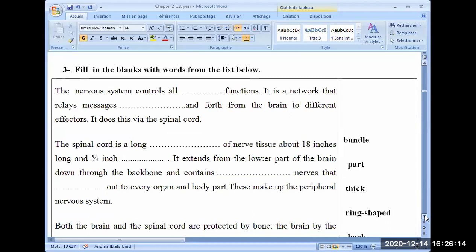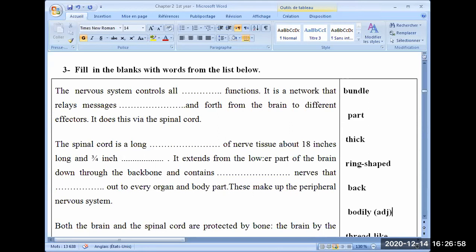Let's have another. It can be the same student, or if you'd like to read, or you can change. The nervous system controls all what? Bodily functions. Bodily means related to the body. The body here is an adjective, which means related to the body. The nervous system controls all bodily functions.